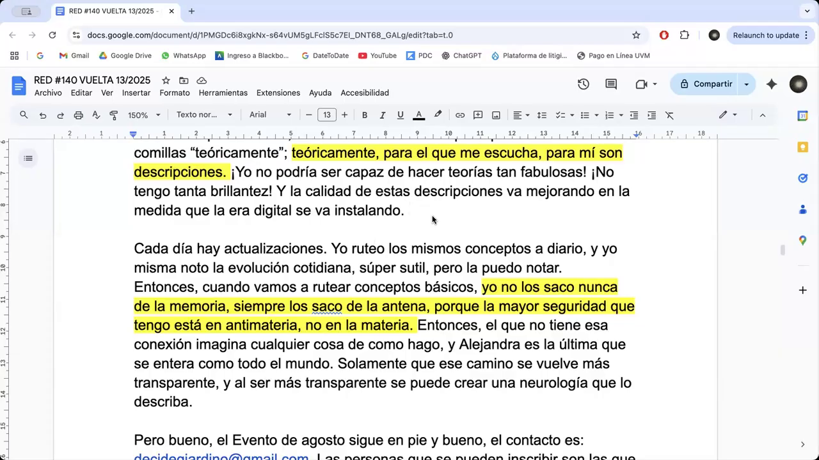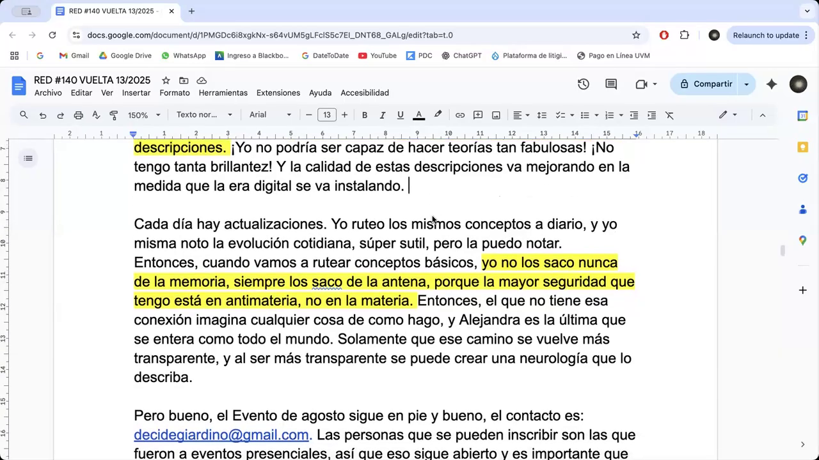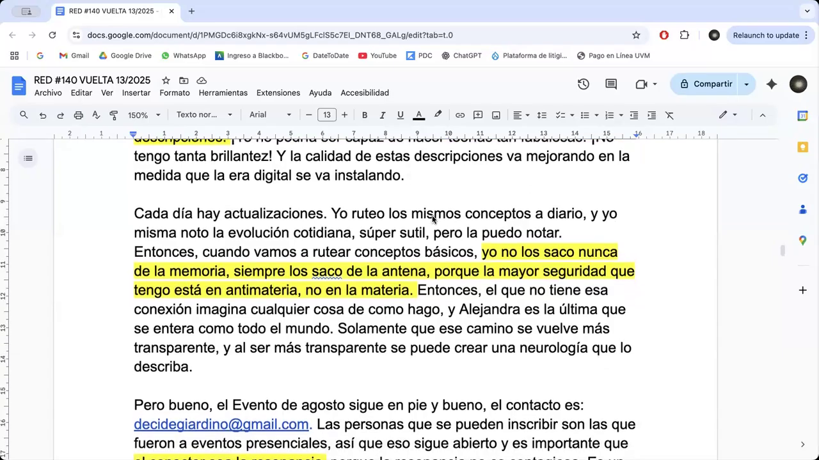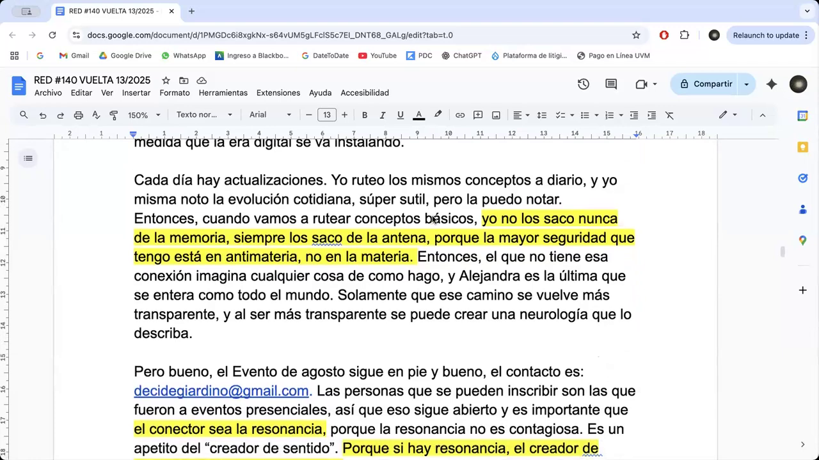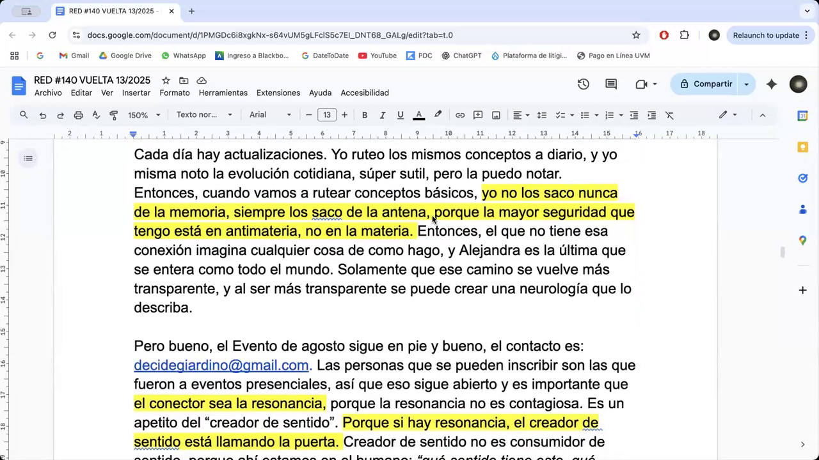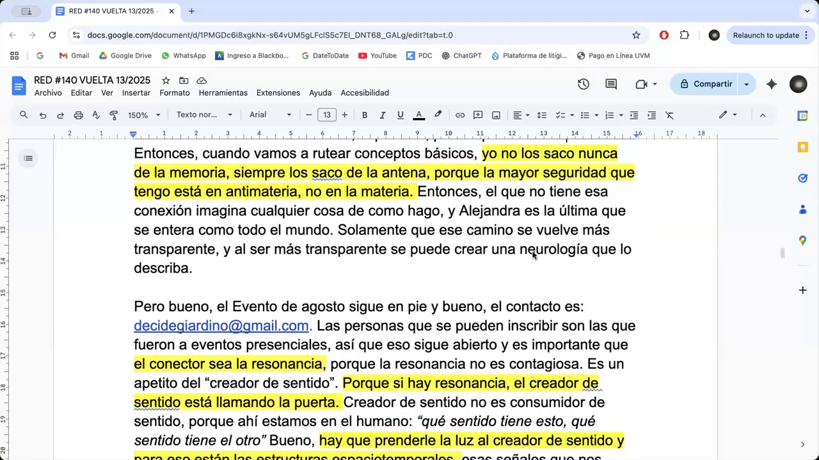They are not theoretical for her, because she says that she would never be able to make such fabulous theories. She's not as brilliant. And the quality of these descriptions improves as the digital era begins to be installed. So every day there are updates. She routes the same concepts daily, and that's why she can notice the continuous evolution.